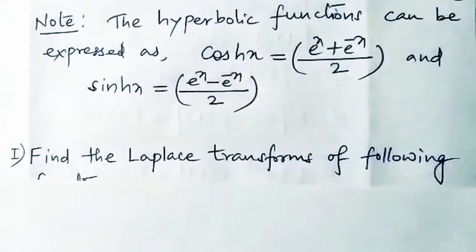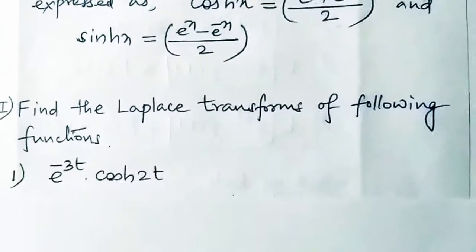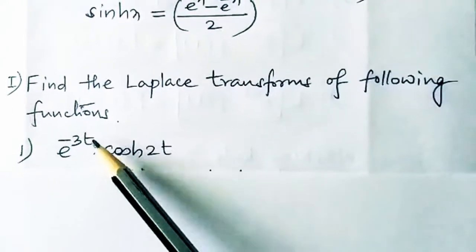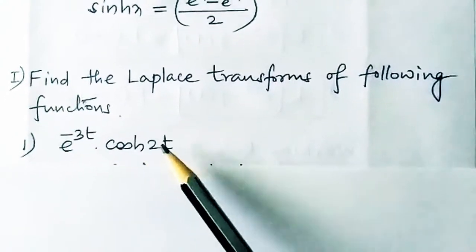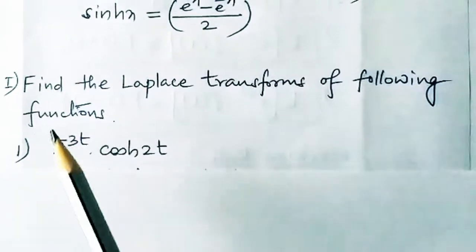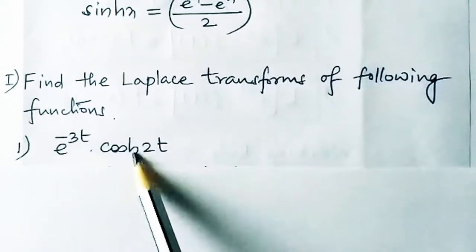So here, find the Laplace transform of the following functions, and I have identified one problem, that is e to the power of minus 3t cos h of 2t. If you look at it, in the initial stage it looks like e raised to minus at into f of t.